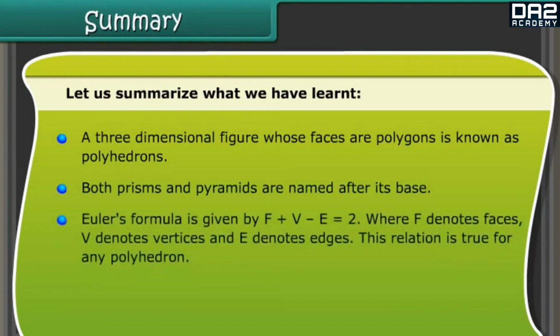Euler's formula is given by F plus V minus E is equal to 2, where F denotes faces, V denotes vertices, and E denotes edges. This relation is true for any polyhedron.